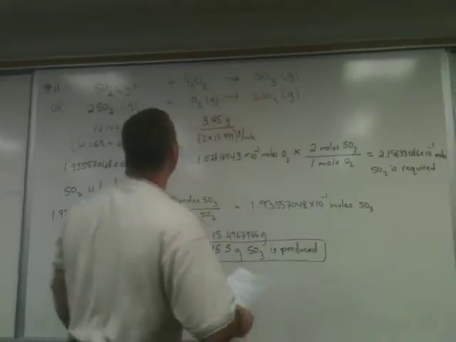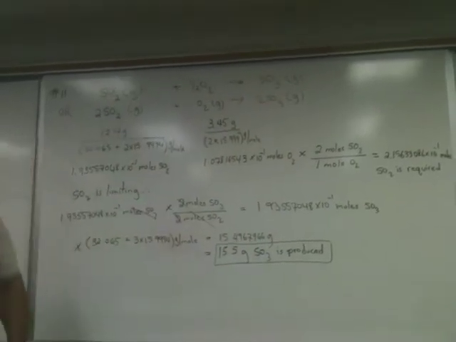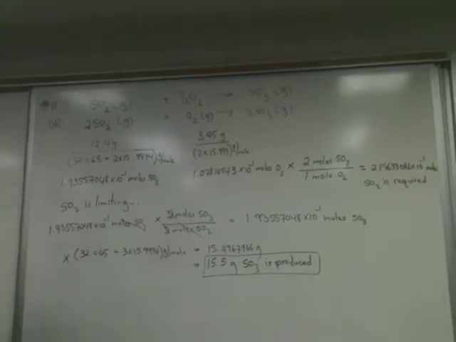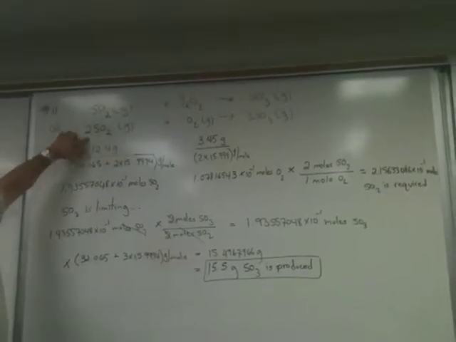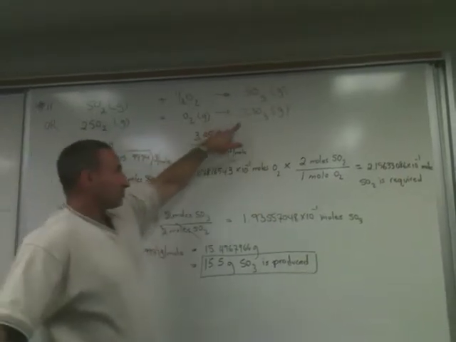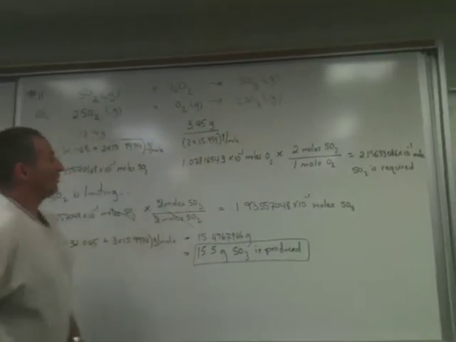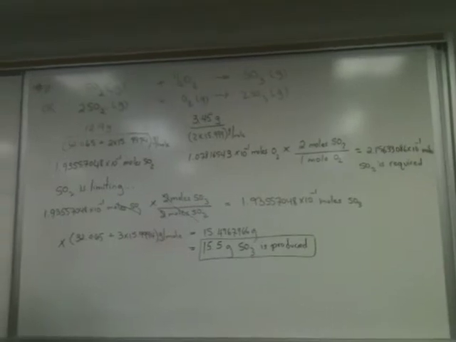But then some students didn't like that because there was a fraction in the equation, so we can double everything. And it gives you an equation that says 2SO2 plus O2 gives you 2SO3. And that's fine. It still gives you the same stoichiometry.